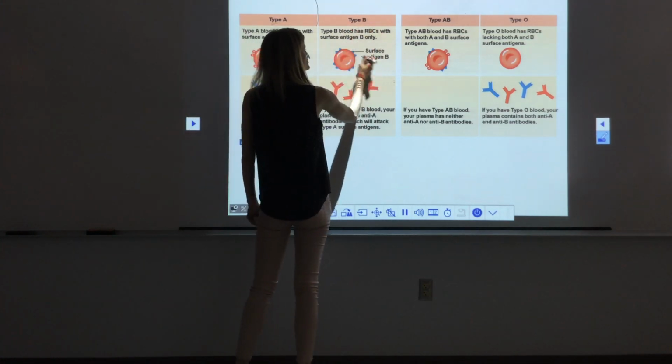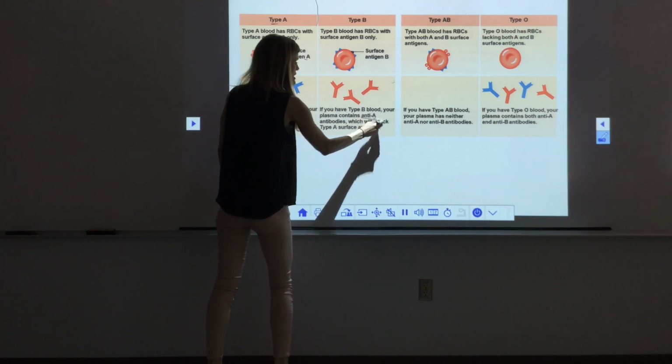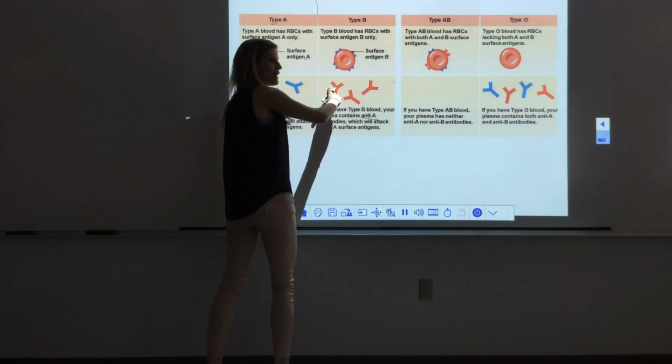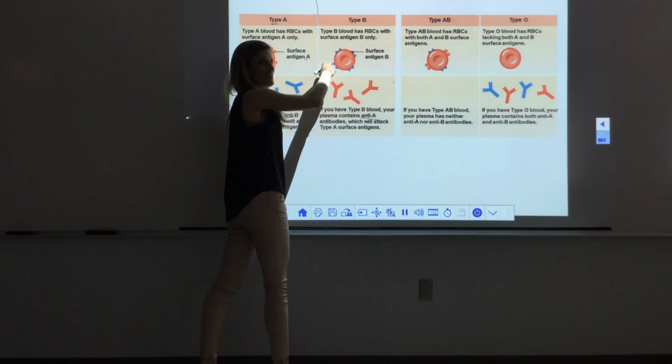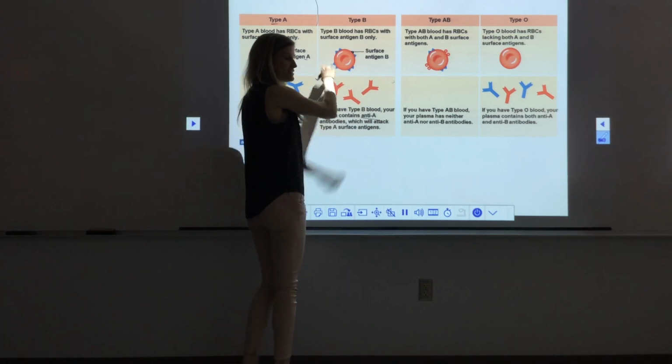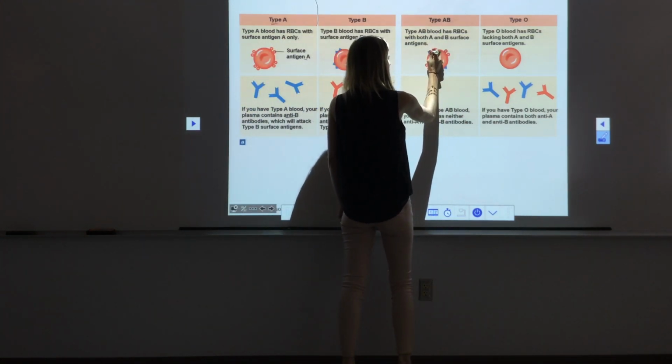Type B blood has surface antigen B. And what antibodies do they have? Anti-A. They want to fight A. A is not self. If A shows up here, something is wrong because that is not that person's blood. Okay, that's something foreign. Type AB blood has A and B.